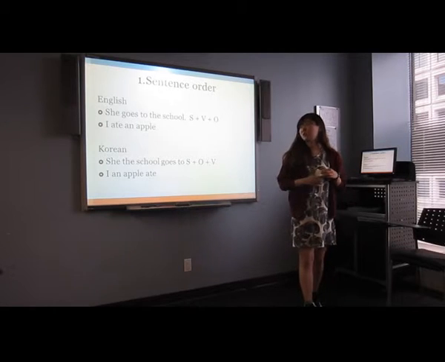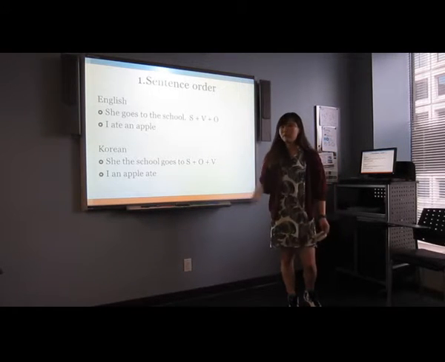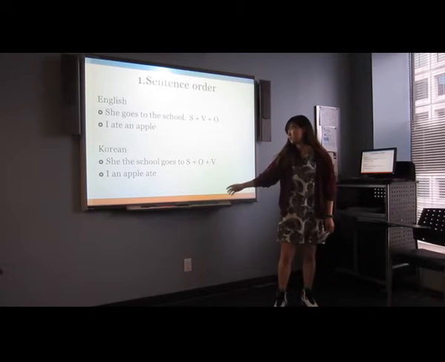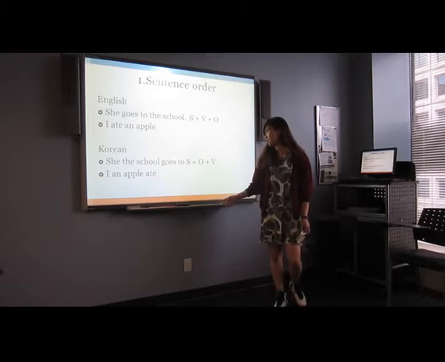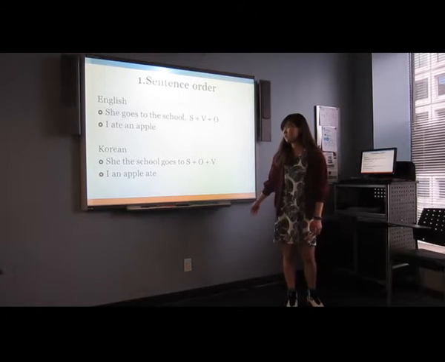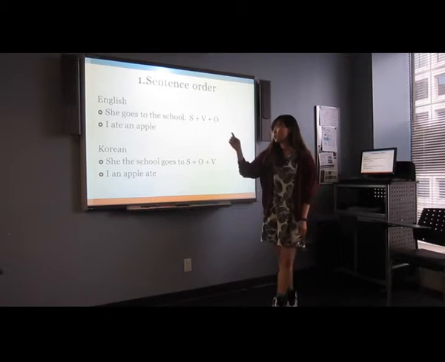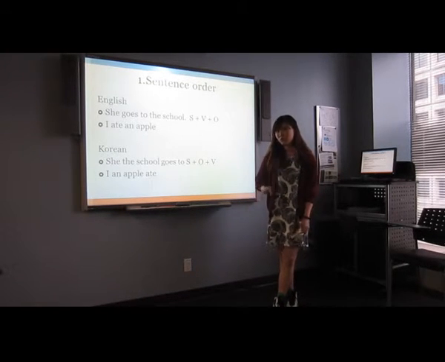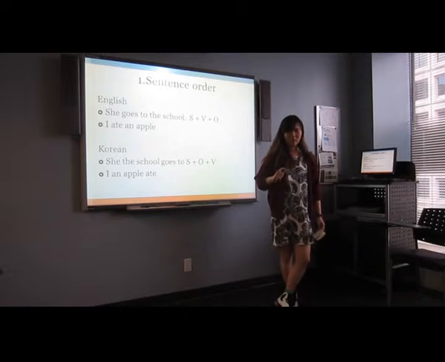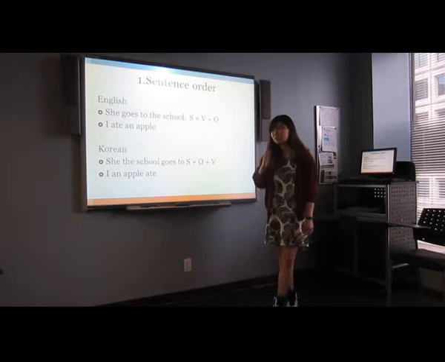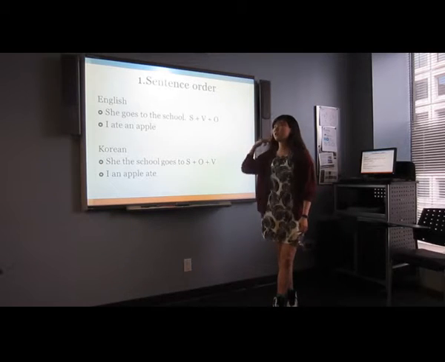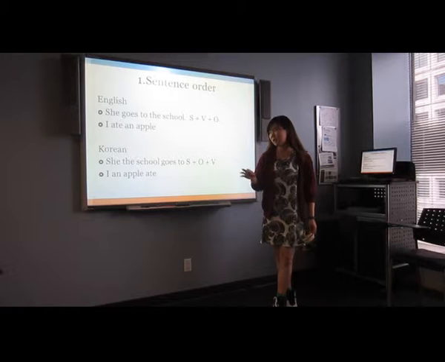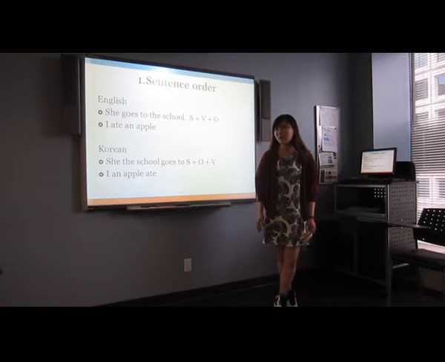English sentence order is subject, verb, object, but in Korean the order is subject, object, and the verb is always at the end. For example, "she goes to school", but we say "she school to goes". Totally different, really upside down. As another example, "I ate an apple", but we say "I an apple ate".